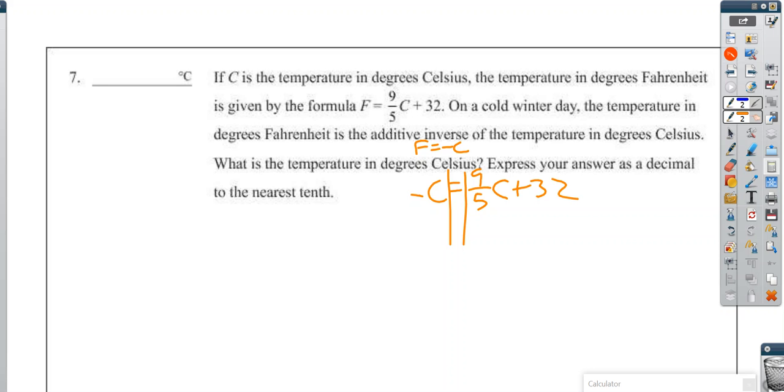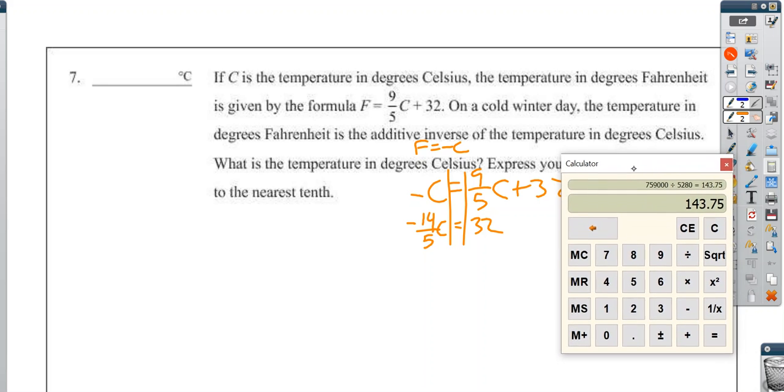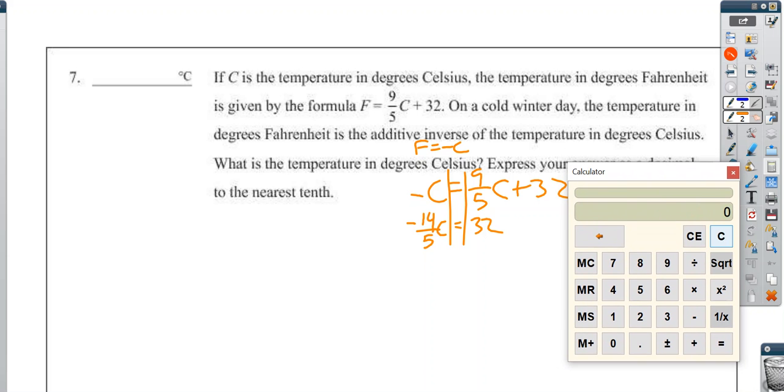that's embarrassing. So 5 plus 9 is 14, so that's negative 14/5 C is equal to 32. So now I'm just going to go ahead. Come on, you can do it. There we go. All right.